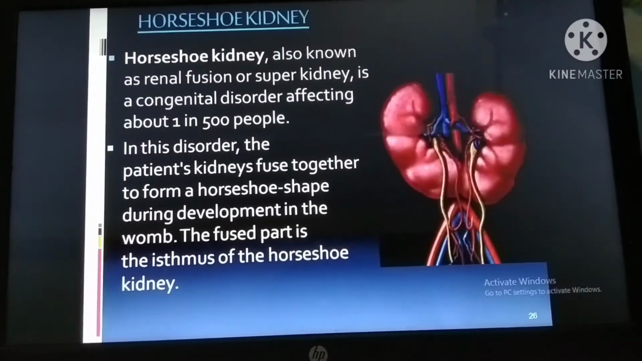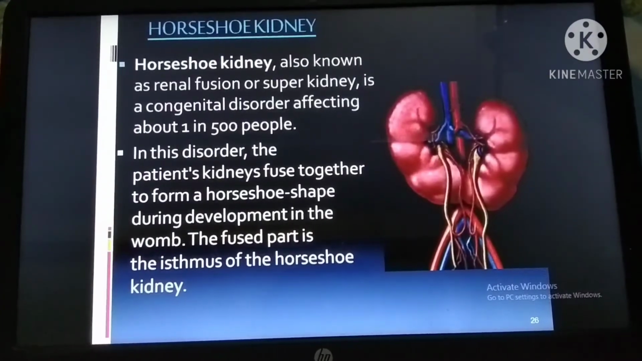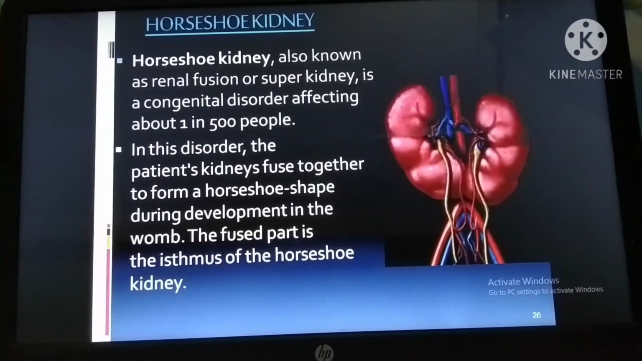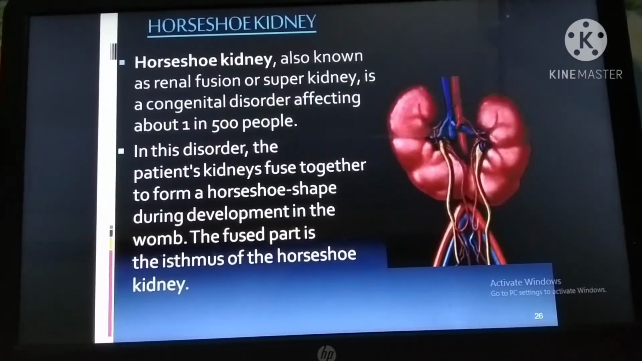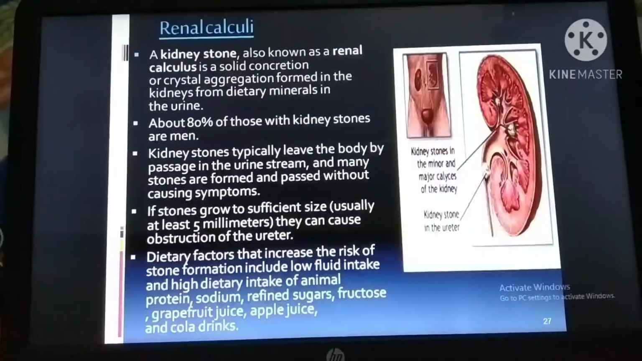Horseshoe-shaped kidney, where we see the lower poles of the kidneys joined with each other. In this disorder, the patient's kidneys fuse together to form a horseshoe shape during development in the womb. The fused part is the isthmus of the horseshoe-shaped kidney.